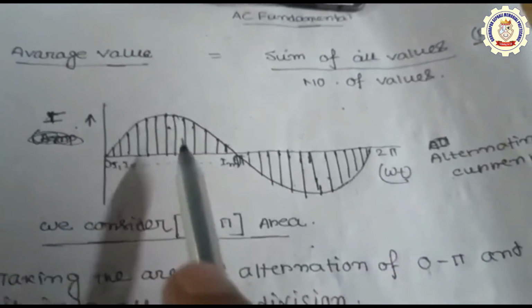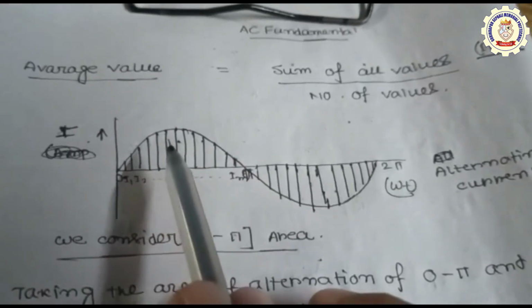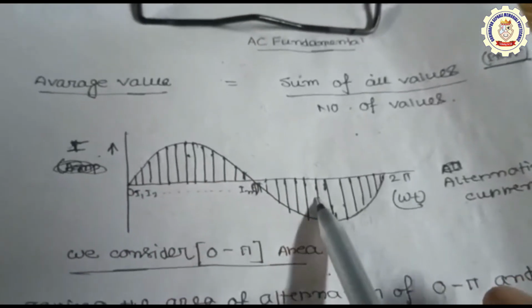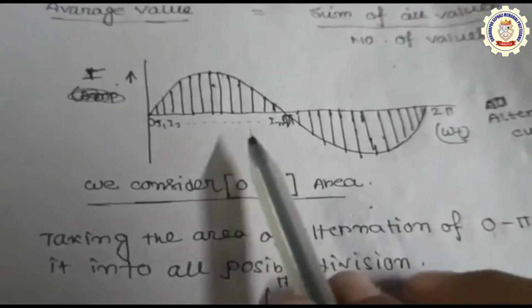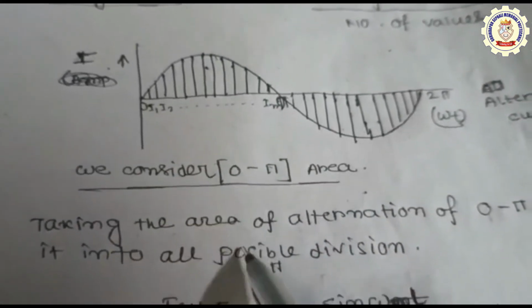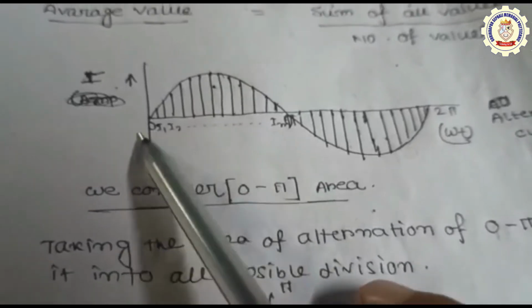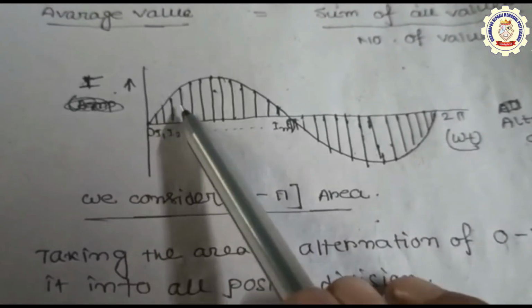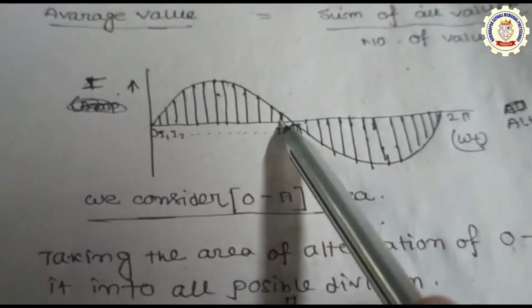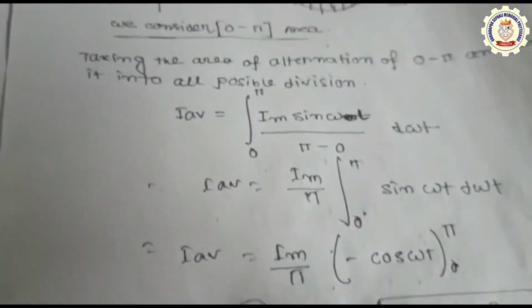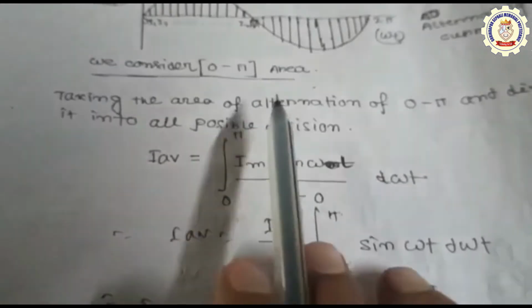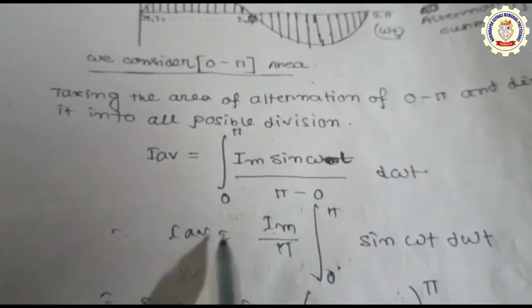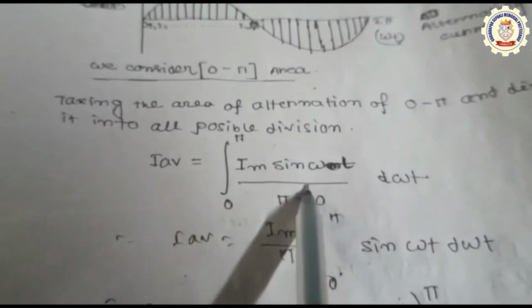So we only consider either the positive half cycle or the negative half cycle. Here I am considering only the positive half cycle, 0 to pi, and we draw each and every instantaneous value. So what is the formula? For the average, we consider the total area from 0 to pi, so we integrate 0 to pi Im sin omega t.